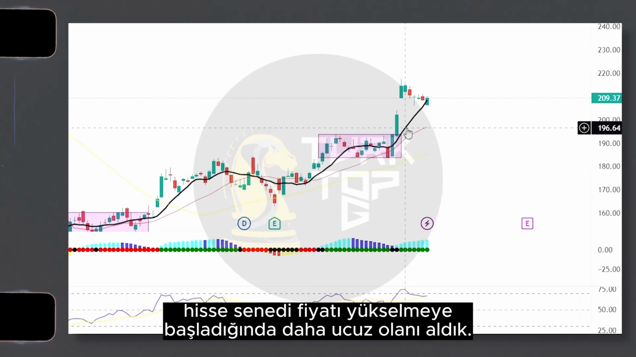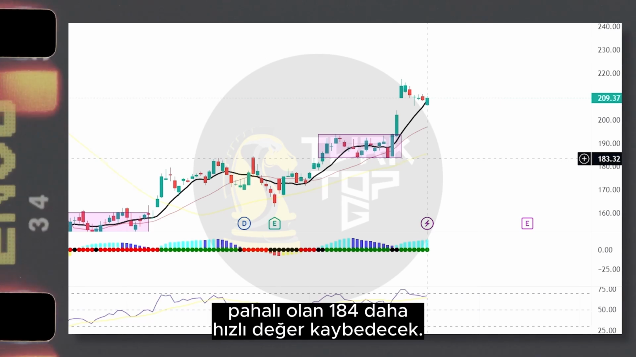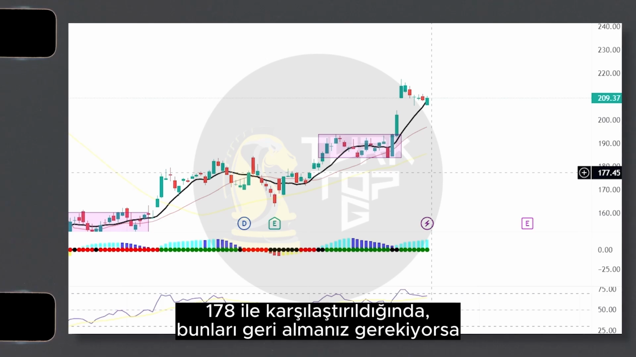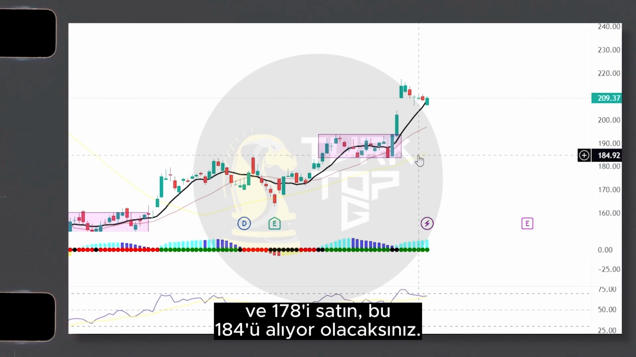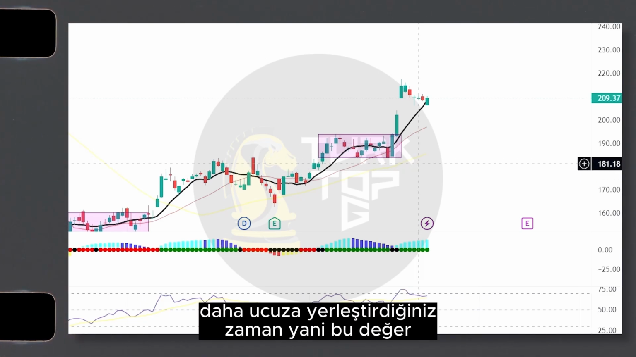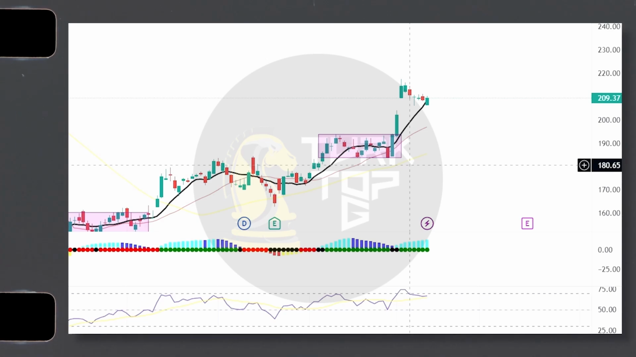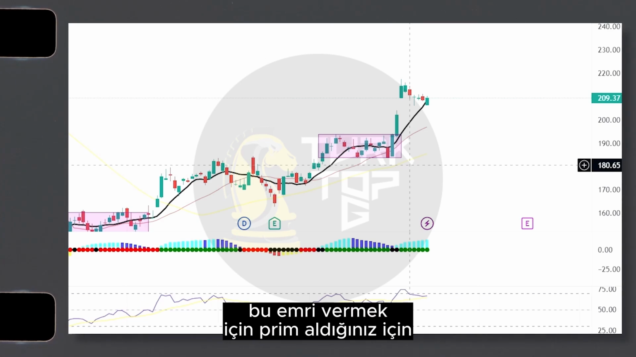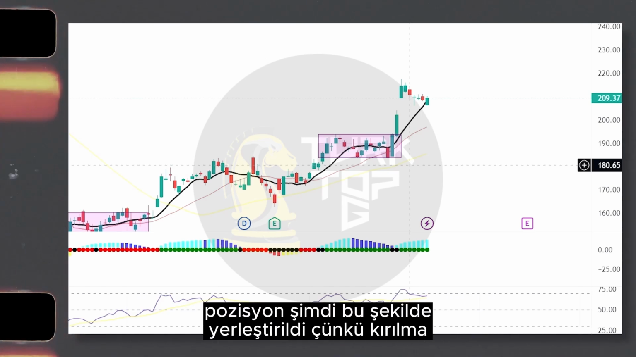Now, when the stock price starts to go higher, both these puts will lose value. But the more expensive one, the 184 one, will lose value faster compared to the 178 one. So if you need to buy back the 184 and sell the 178 in order to close your position, you would be buying this 184 cheaper than when you placed it. So as this value goes higher, the spread, the bull put spread, will lose value. Since you got paid premium to place this order, when you pay the premium to close this position, that's going to be a lot less than what you got paid. And that's how this position is placed.